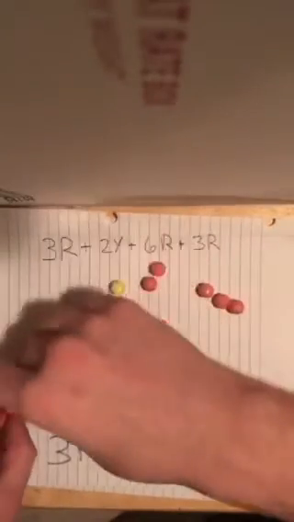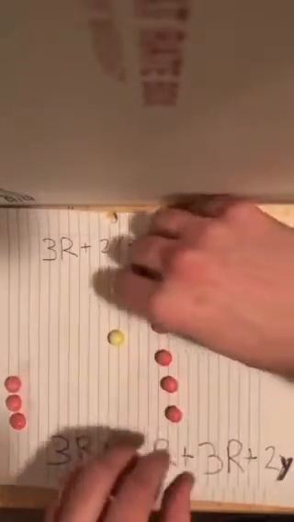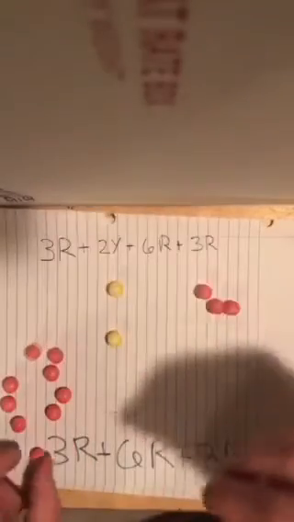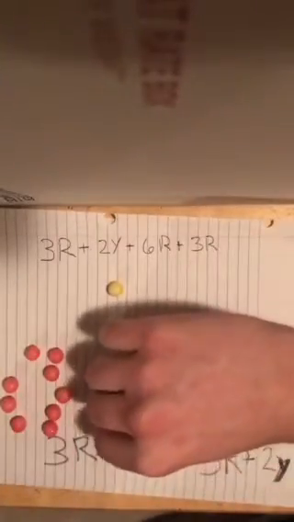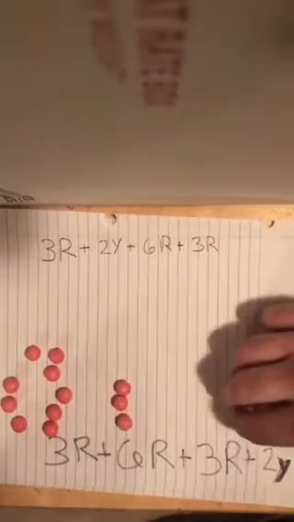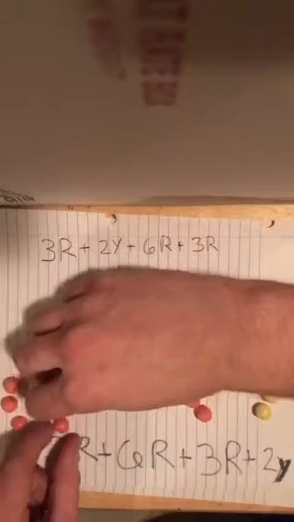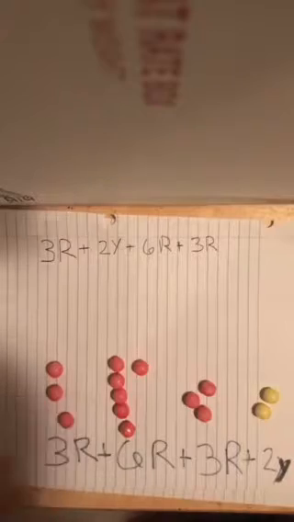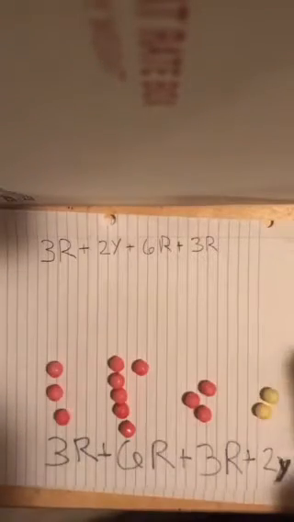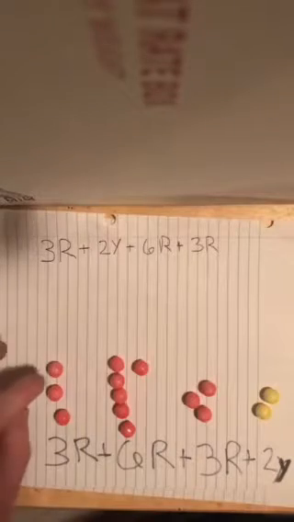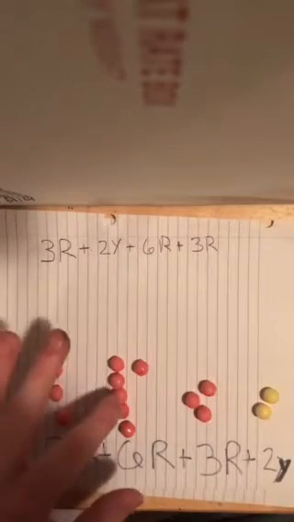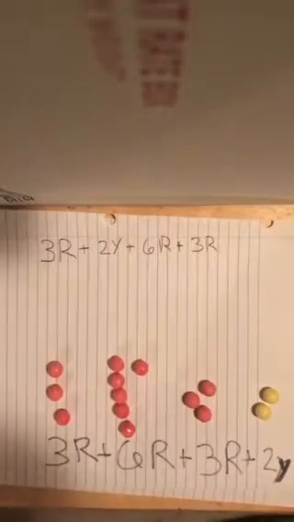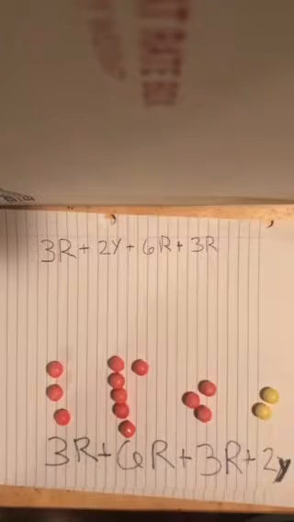So now we can look at it in terms of our candy. So we have 3 red plus 6 red plus 3 red plus 2 yellow. Everybody follow? All right. So now we can begin pushing our terms together. We have 1, 2, 3, 4, 5, 6, 7, 8, 9, 10, 11, 12 red sweet tarts and 2 yellow.